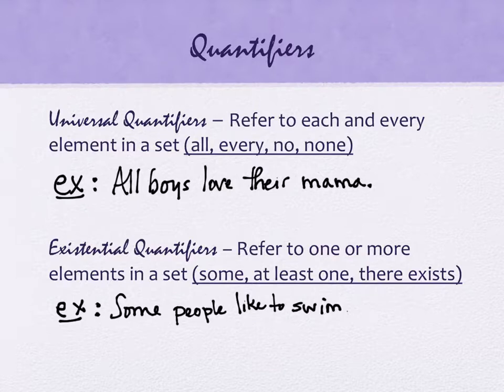Again, true, false, that's not the point. It is a statement because it's one or the other, right? It is either true or it's false. But we're not assessing that. We're assessing that it's a statement and that it has the word some or at least one or something like that in it.